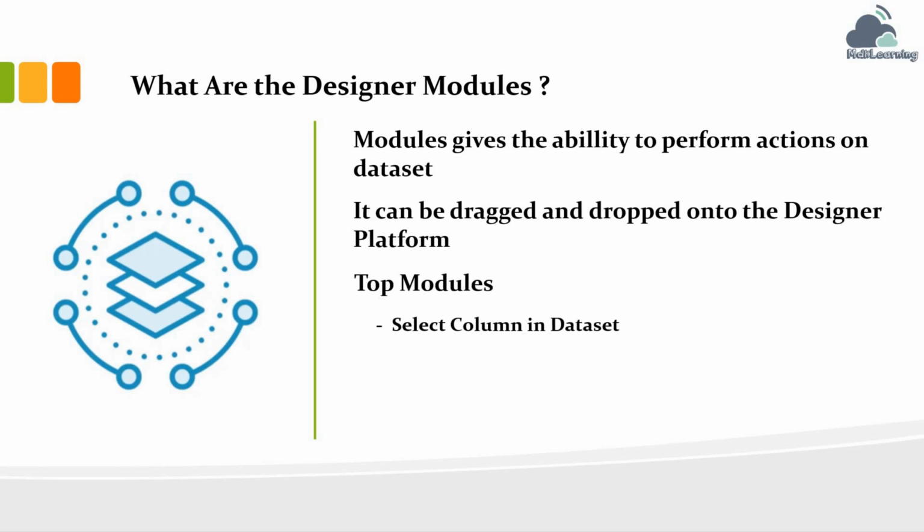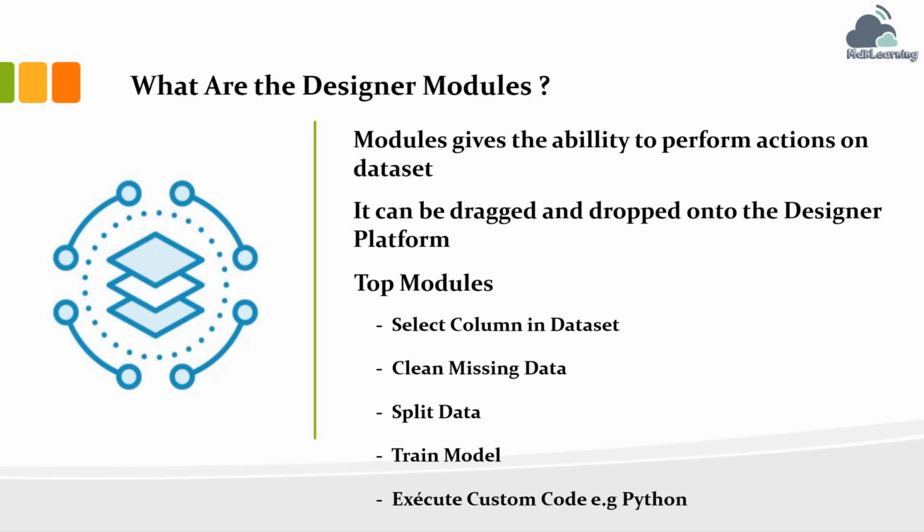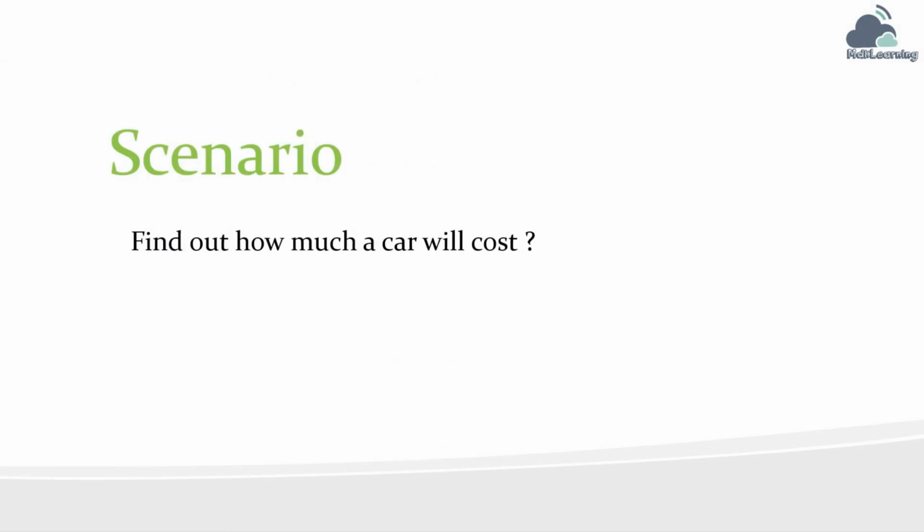First, we have the select column in dataset. This comes in handy if you want to choose specific columns. You can use this module for that. You can also clean data with the clean missing data module. You also have a split data module and a train model module. That's a bit difficult to say because they sound very similar. This is a very important module because when we get to the part of the course where we want to build our models, using the train model module will come in very handy. And last, we have the execute custom code module. This is another very useful module if you already, for example, have a Python script you would like to run upon a dataset.